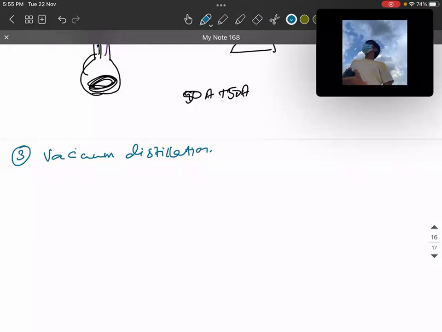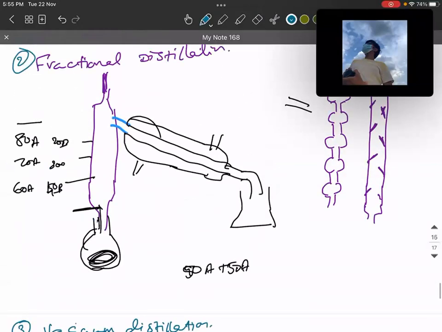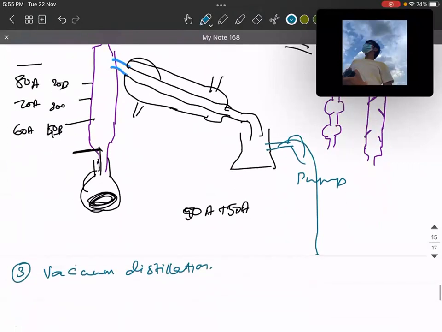In vacuum distillation, you have the reservoir, and you connect it through a vacuum pump. When it is connected through the vacuum pump, it is called vacuum distillation. Otherwise we can say distillation under reduced pressure. This can be applied when the solution decomposes before reaching its boiling point.